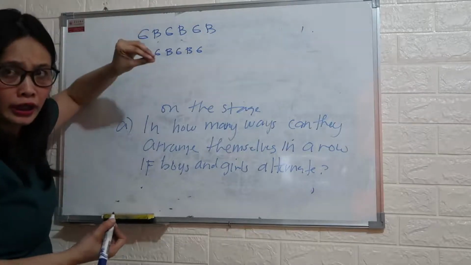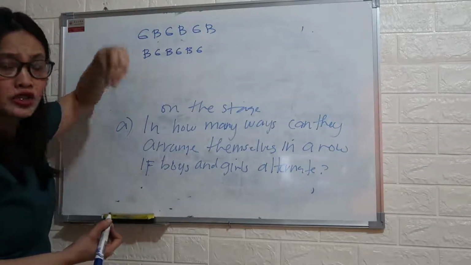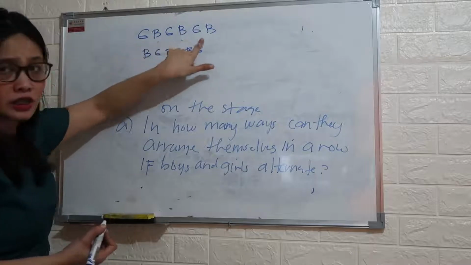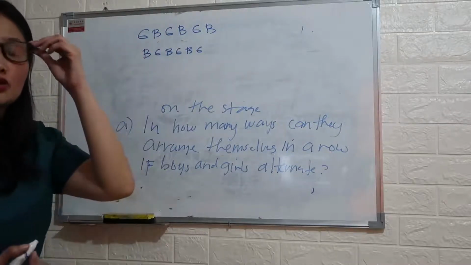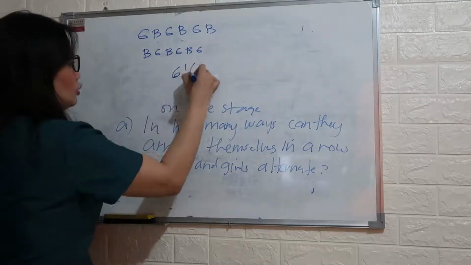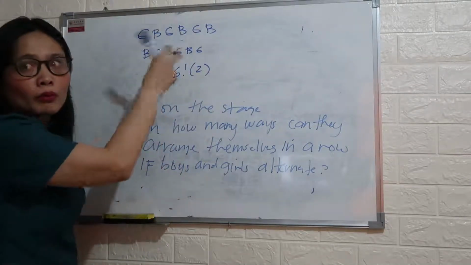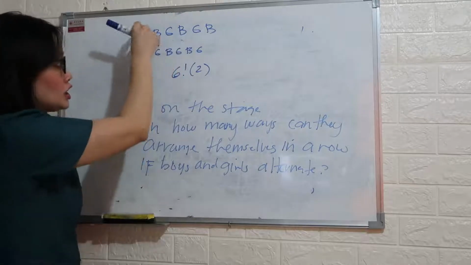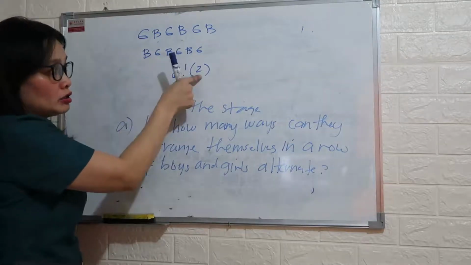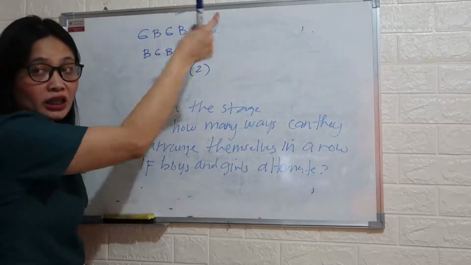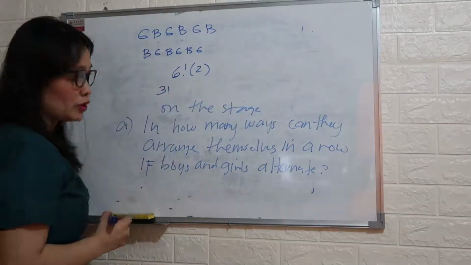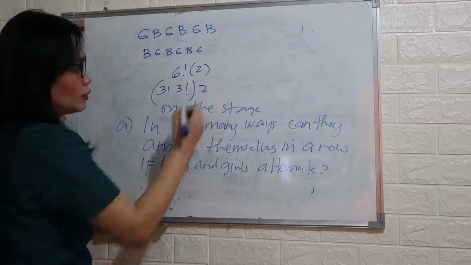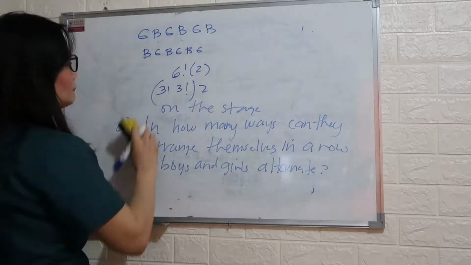So 3 factorial times 3 factorial times 2, or 6 factorial because there are 6 students, multiply by 2. So you have 72 ways. They can be interchanged: the girl who went first earlier, and then the boys. So you have 2 arrangements. Or you arrange the girls, 3 factorial, multiply by 3 factorial, and then multiply by 2. So you have 72. Okay?